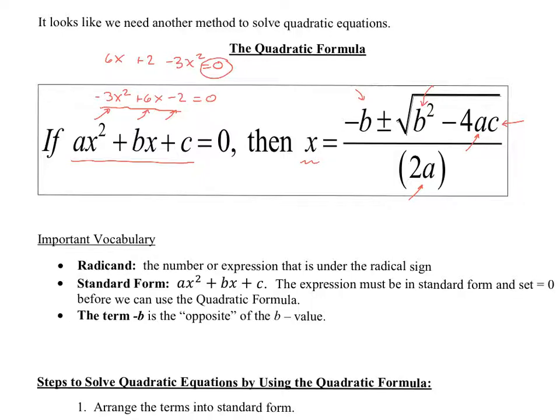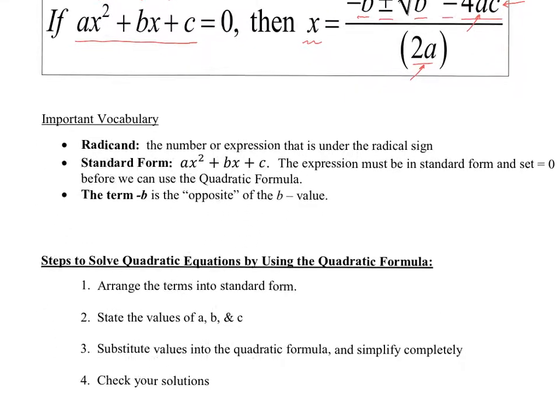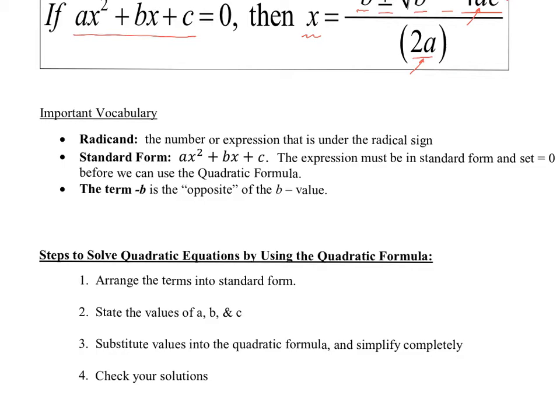The way we say the formula, just so you get used to saying it, is x equals the opposite of b plus or minus the square root of b squared minus 4ac, and the whole thing, everything in that numerator, is divided by 2a. Okay, so x equals the opposite of b plus or minus the square root of b squared minus 4ac over 2a is the quadratic formula.